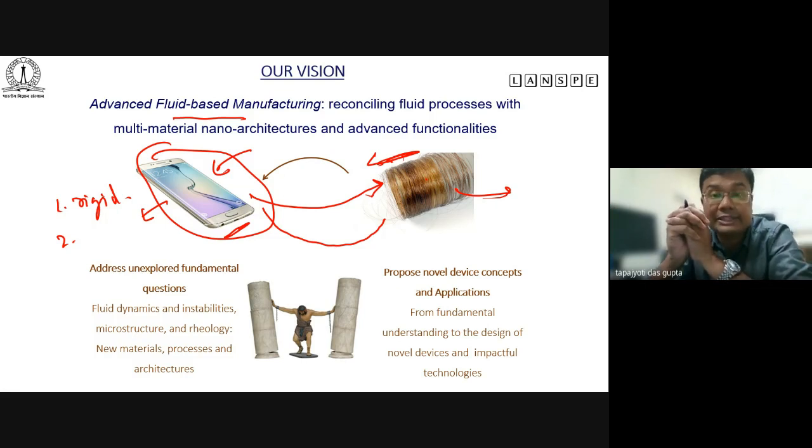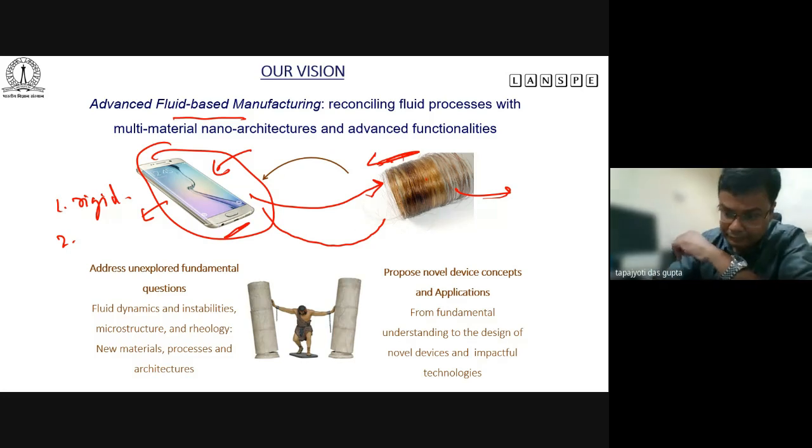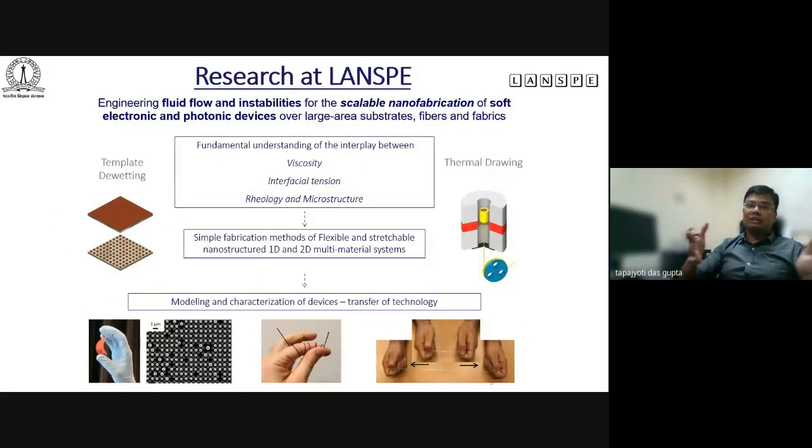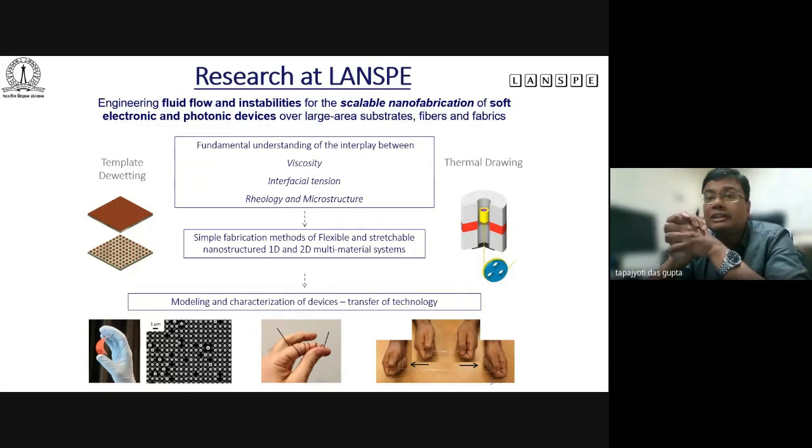And thus, this helps us to propose novel device concepts and applications, which can really have a technological impact in terms of the world scenario. So the research at LAMS focuses on techniques that engineer fluid flow instabilities for the scalable nanofabrication of soft electronic and photonic devices over large area substrates.